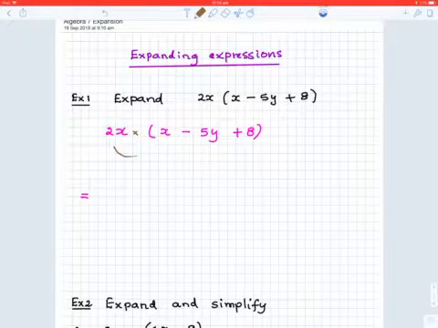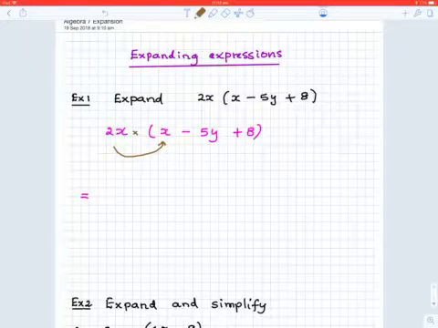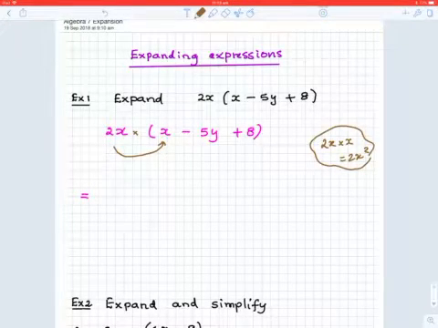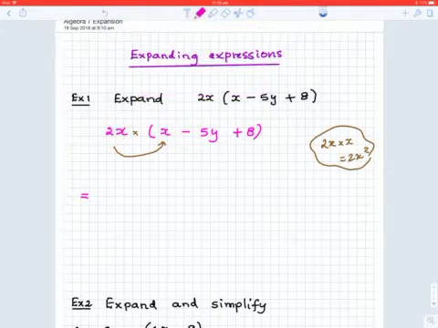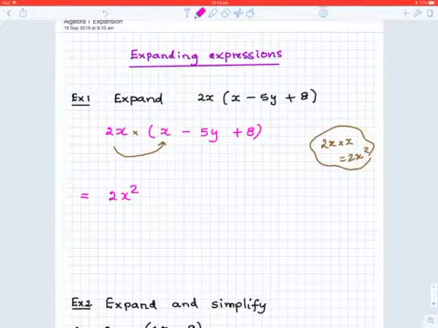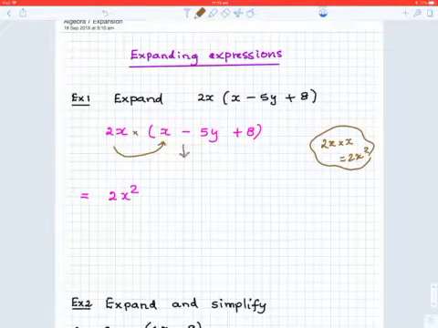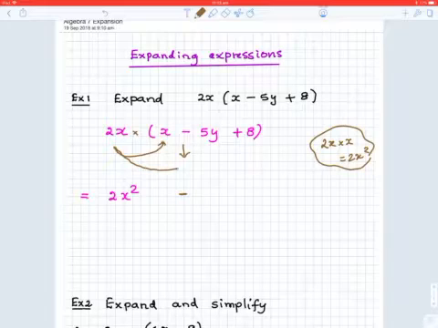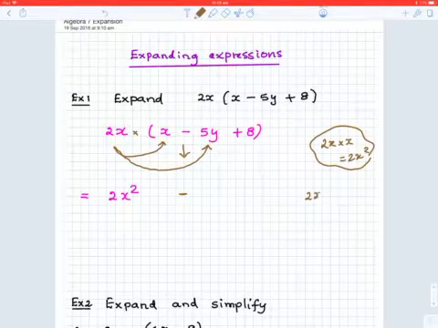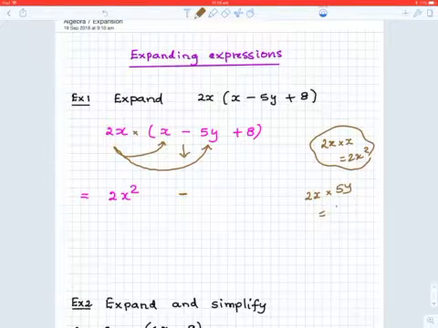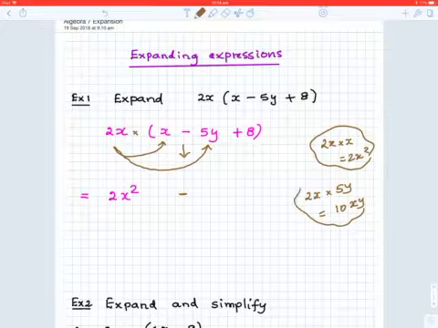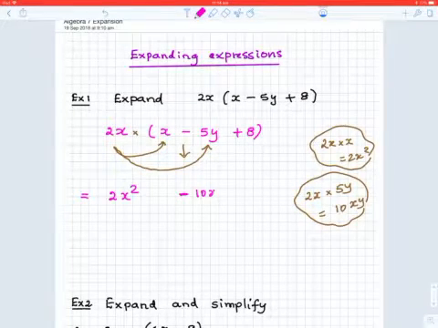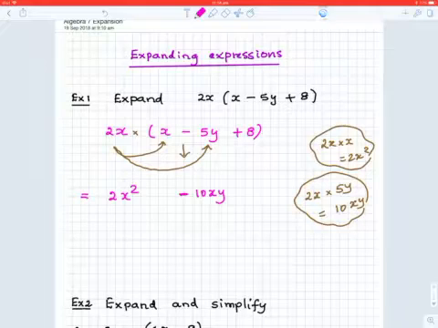And then we are going to multiply each term inside the bracket by the term outside. Let me start with the first one, 2x. This is 2x times x, and the answer is 2x squared. I write the first term as 2x squared. Then this minus has to come down. The next arrow is 2x to 5y. So 2x times 5y is 2 times 5, 10xy. So the second term is minus 10xy.